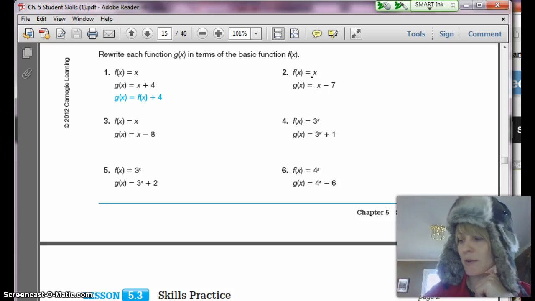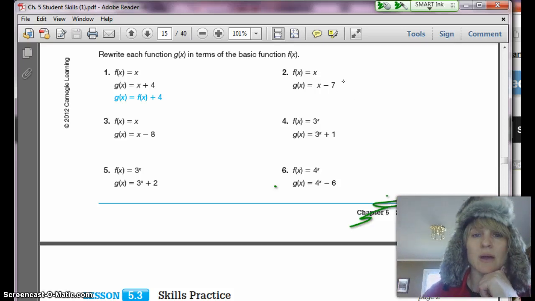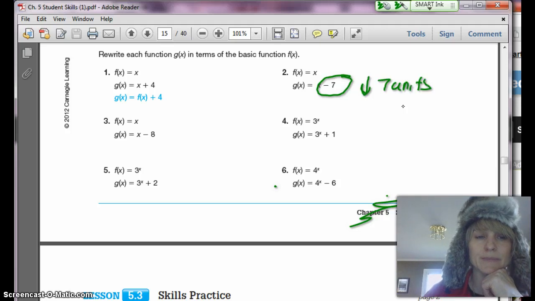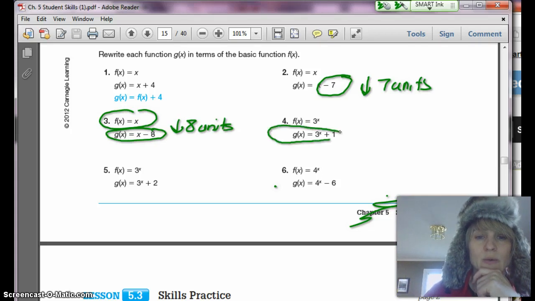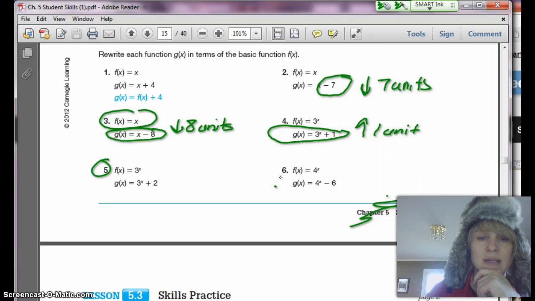Well, going back to our notes, why isn't that moving? There we go. This was minus 7. This one should translate down 7 units. Okay? And if we look at this one, here's my basic equation. My new equation subtracted 8. So it was subtracting 8 to the whole thing, so then this should go down 8 units, right? Here, we took our parent equation, our basic equation, we added 1, so the whole graph should shift up 1 unit. Okay, you do 5 and 6.